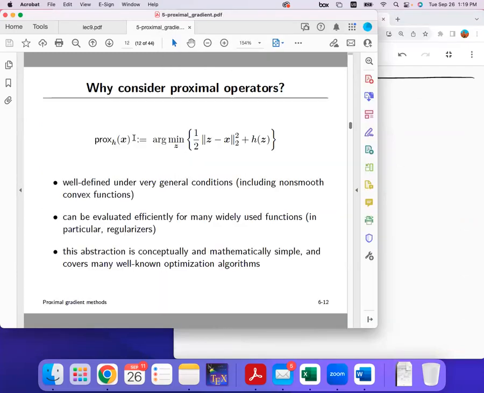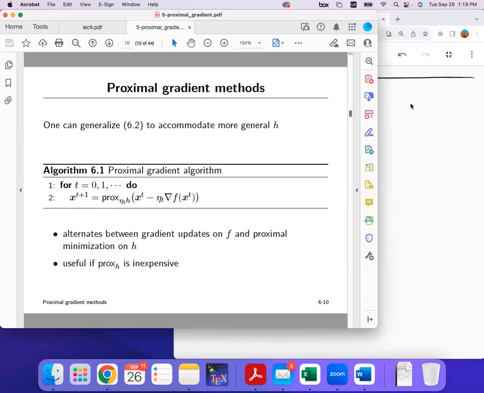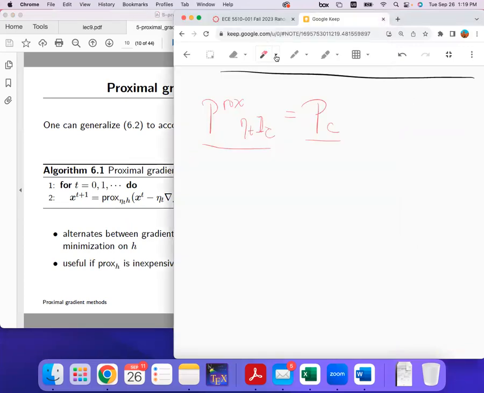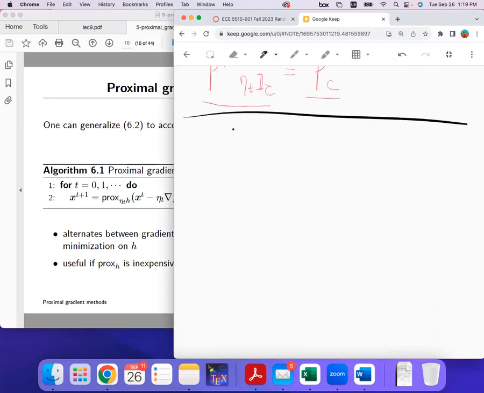Maybe I can write this more explicitly. So the problem we are talking about is this one.